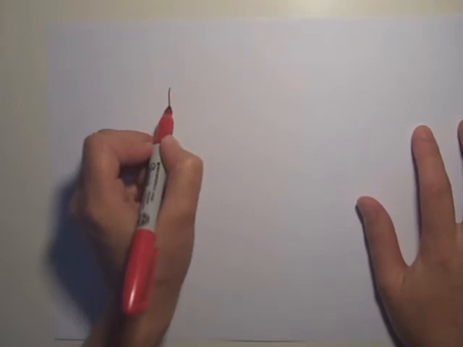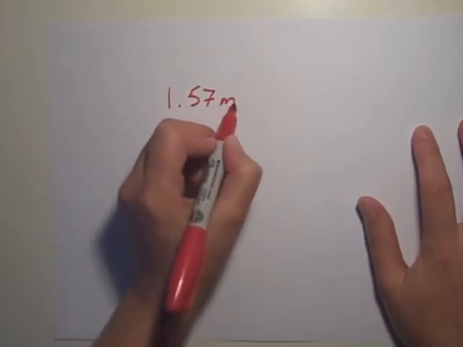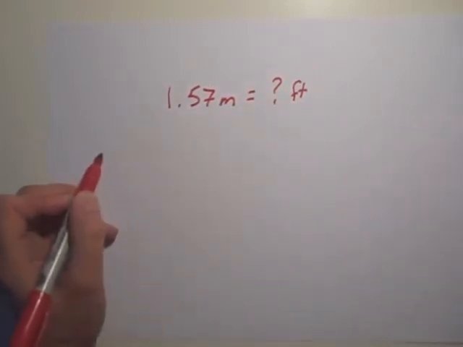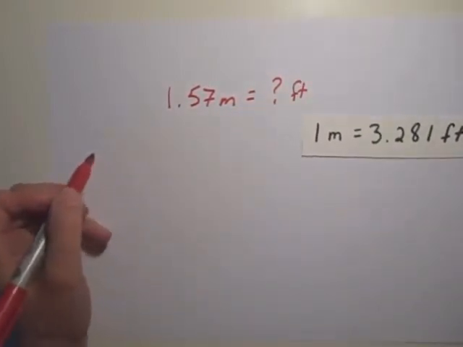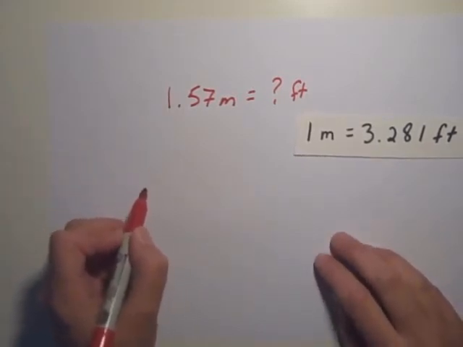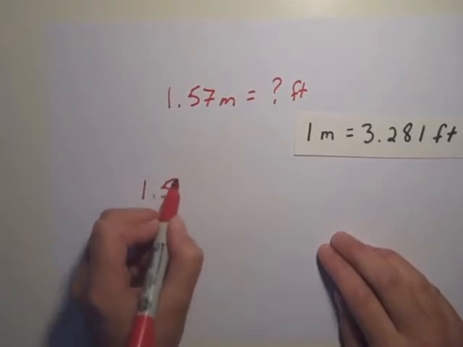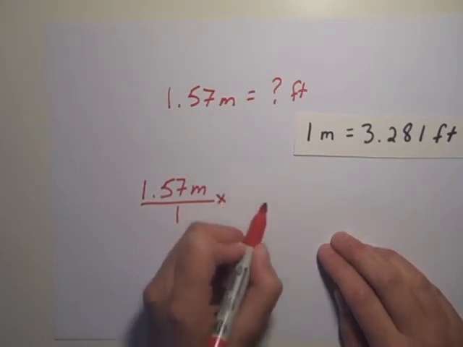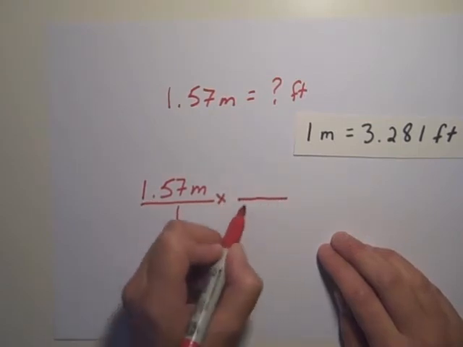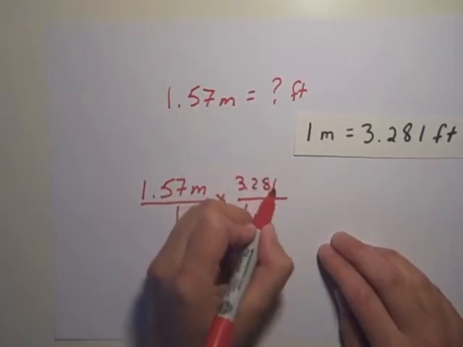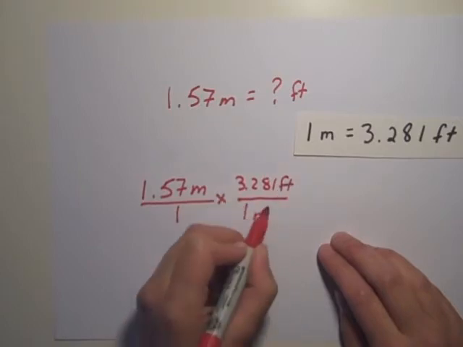You can also convert between the metric and the English system. So let's take our 1.57 meters of wood and see how many feet that is. First step, once again, is to look up the conversion factor. 1 meter equals 3.281 feet. We set up our fraction. 1.57 meters over 1, because it's a whole number. Multiply that by a fraction where the meters will cancel. So 1 meter is in the denominator. 3.281 feet is in the numerator. The meters cancel.